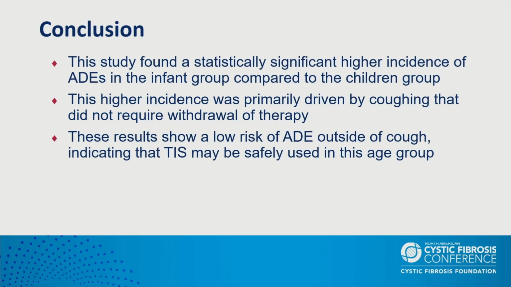So in conclusion, we found that the infant group did have a higher rate of adverse drug events, but it was mainly driven by cough. So really, we feel like this data shows a low risk of adverse drug events outside of cough, indicating that the use of the inhaled tobramycin at the dose of 300 milligrams twice a day may be safely used in this age group.